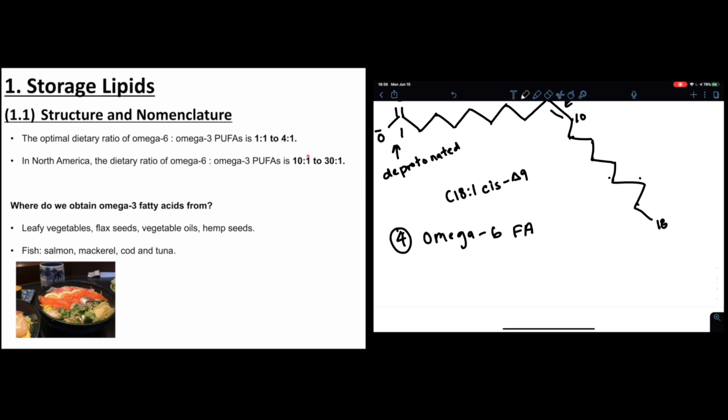Okay, if you have this ratio of polyunsaturated fatty acids in your diet, you are more prone to getting atherosclerosis, which can lead to plaques being formed in your blood vessels, leading to heart attacks or strokes. Okay.